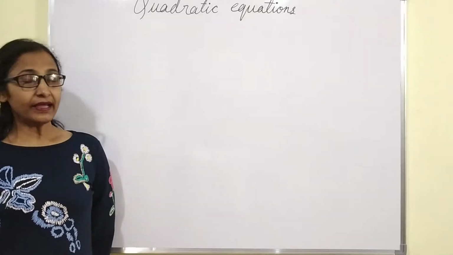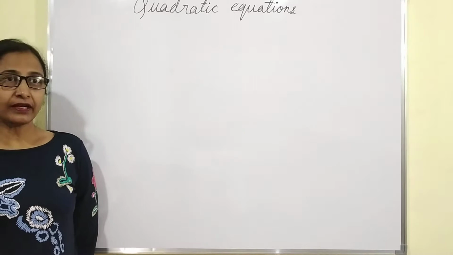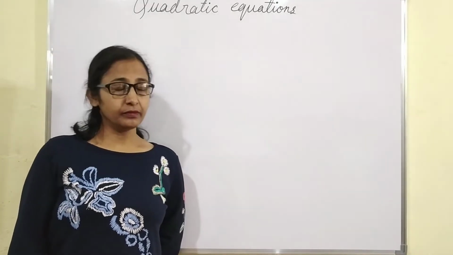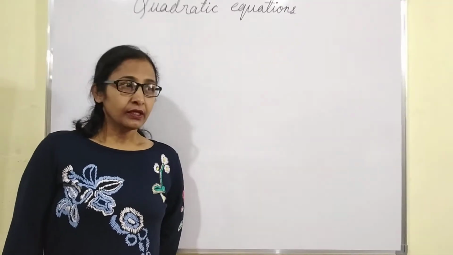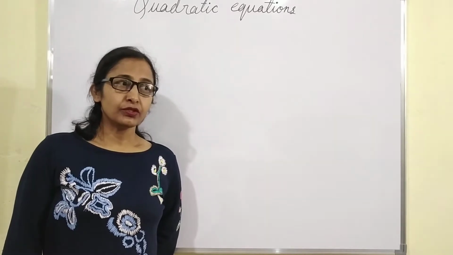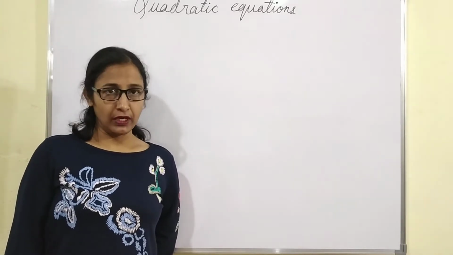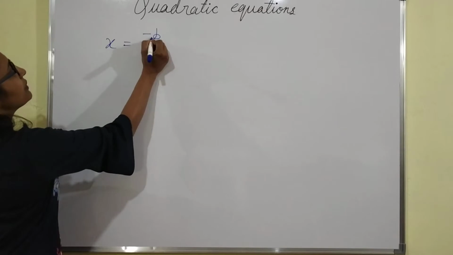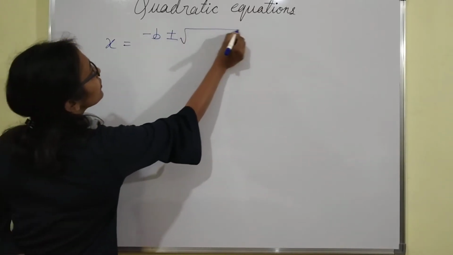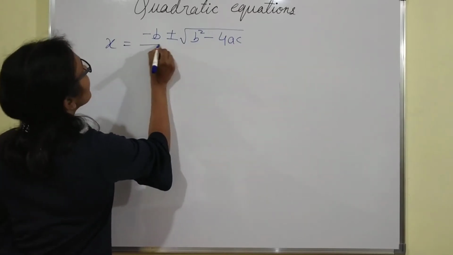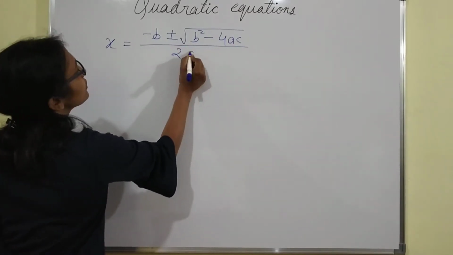In an earlier video, I explained quadratic equations and how to find their roots with the help of splitting the middle term and completing the square method. Now, there is one more method that is called Sridharacharya formula. That is x equals minus b plus minus root of b square minus 4ac upon 2a.